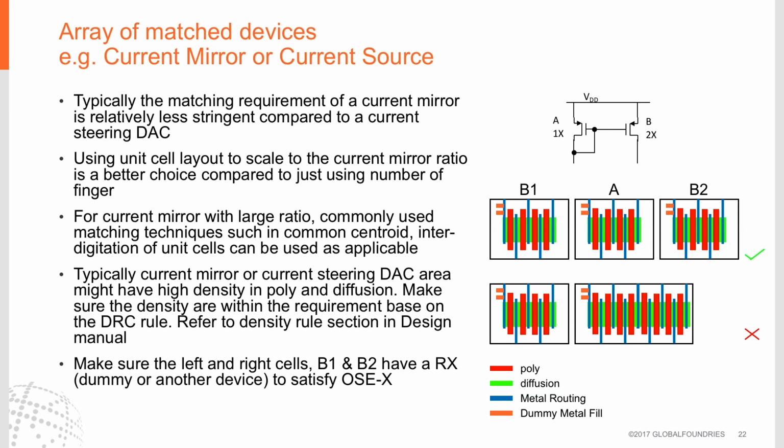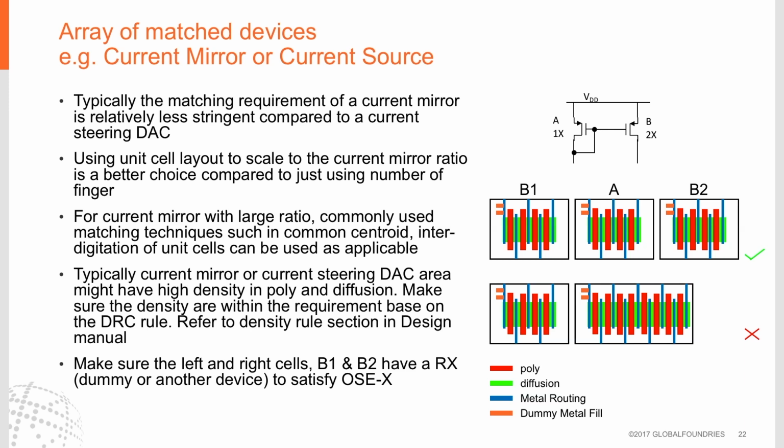If you're doing an array of matched devices, in this example a current mirror or current source, typically the matching requirement is relatively less stringent compared to a current steering DAC. Using unit cell layout to scale to the current mirror ratio is a better choice compared to just using numbers of fingers. For current mirrors with large ratios, commonly used matching techniques such as common centroid interdigitation of unit cells can be used as applicable.